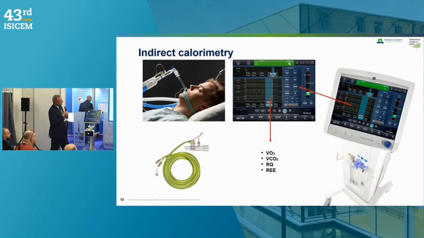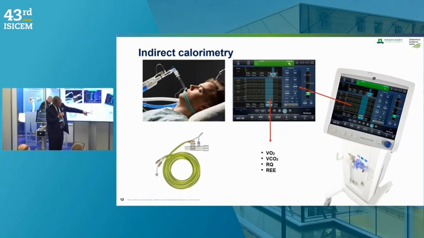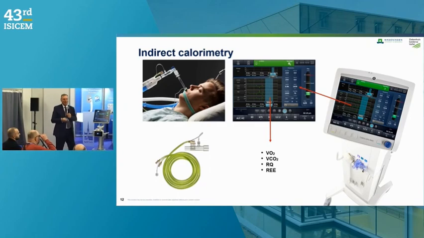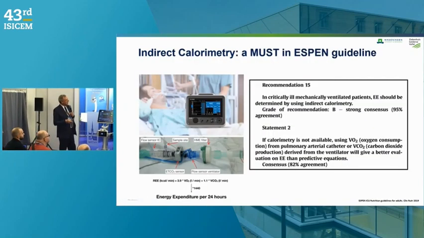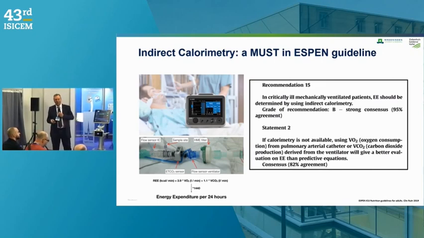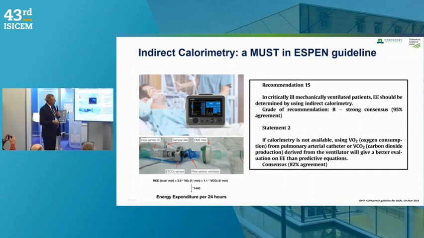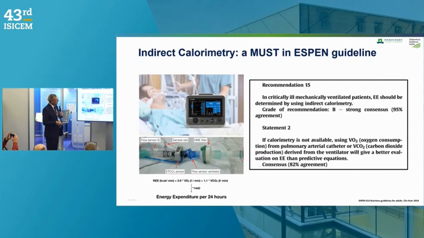Okay, this is how you can do. And the four most important readings are VO2, VCO2, RQ. What is RQ? Respiratory quotient, that's VCO2 divided by VO2. And the resting energy expenditure. That's the kcals per 24 hours. So, and we put in the ASPEN guidelines that, well, indirect calorimetry is something ICU patients can expect you to use, because we think it's important to measure it.